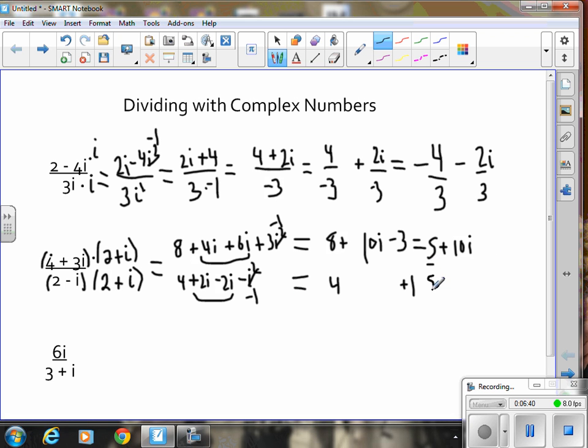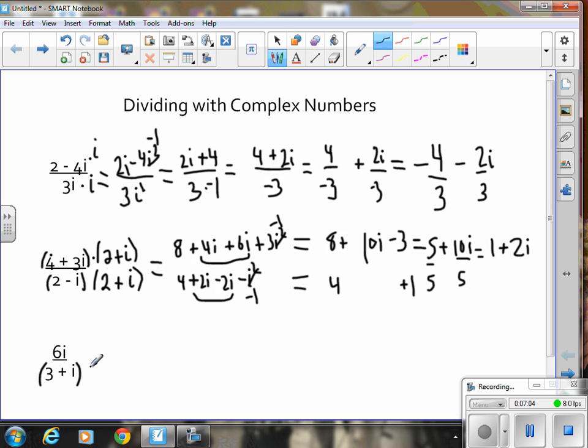And if I go ahead and put both of these terms over 5, then I'm beginning to resemble my standard form. When I do that, these fractions will actually reduce, so I certainly want to do so. 5 over 5 will reduce to be 1, and 10i over 5 will reduce to be 2i. So that reduced quite nicely. Let's do one more together.